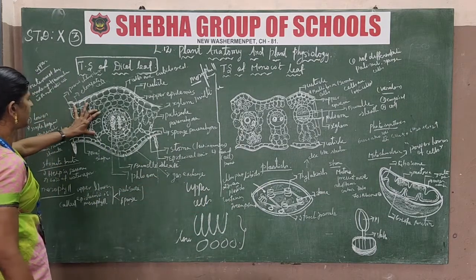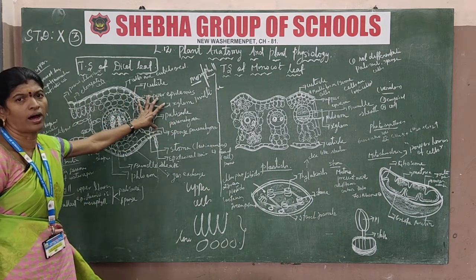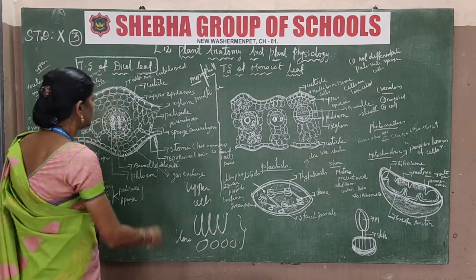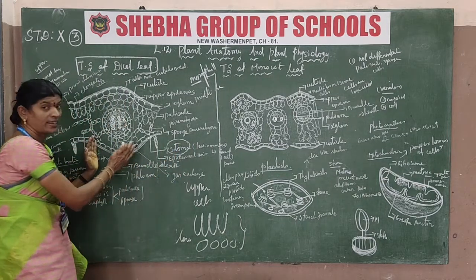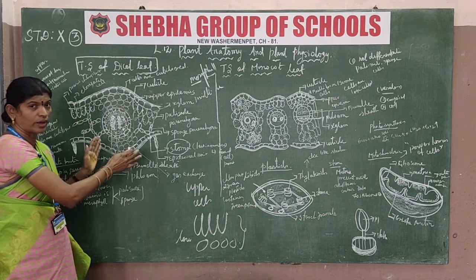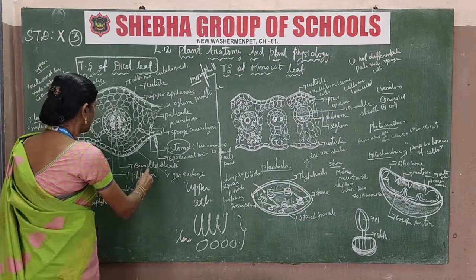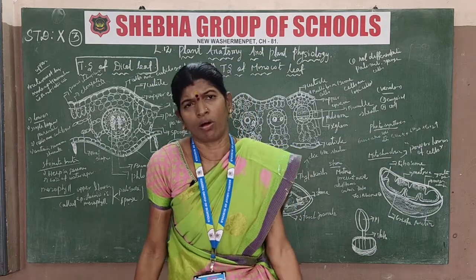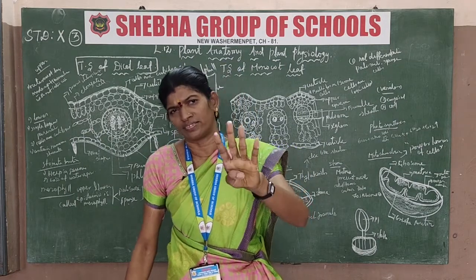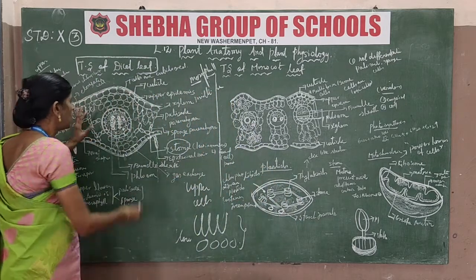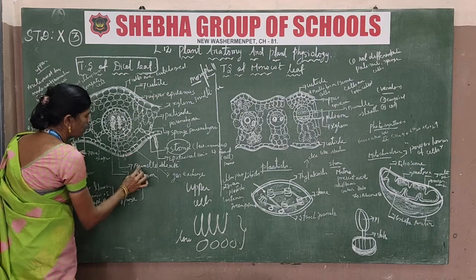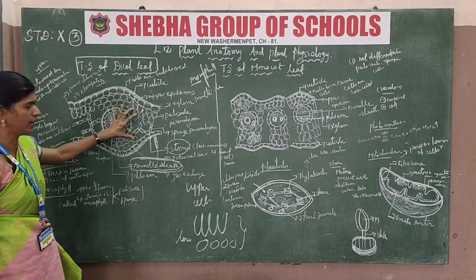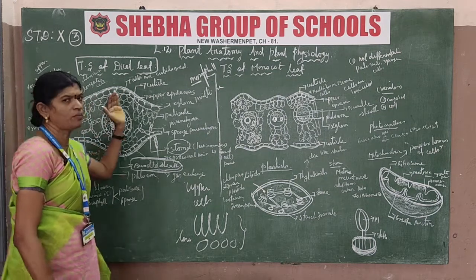Next, the palisade parenchyma is arranged in the parenchymatous cells. The stomata are fewer in number on the upper side, and many are present on the lower side. Next, the vascular bundle is here. In previous classes, the monocot stem, dicot stem, and roots all had vascular bundles. But in the leaf, the bundle sheath is present. In the vascular bundle, on the inner side are the protoxylem and metaxylem.